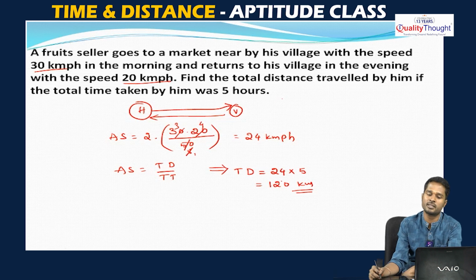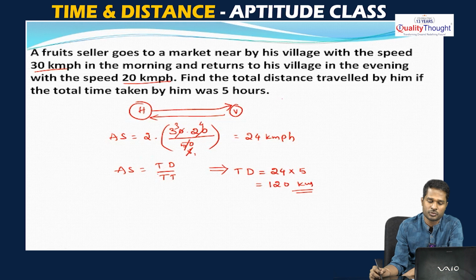Now it's very easy, check it. The distance is the same, and only the speeds are changing. Average speed is 2 into S1 S2 by S1 plus S2. So 2 into 30 into 20 by 30 plus 20, which is 50. So this is 10 3s are 30, 5 1s are 5, 6 4s are 24 kilometers per hour is the average speed.